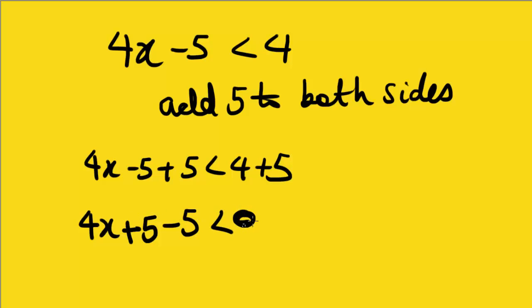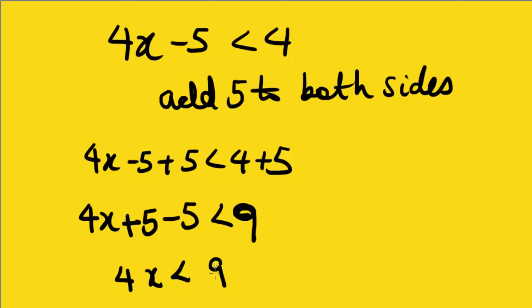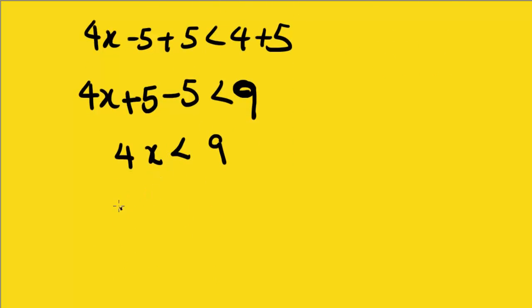Anyway, 4 plus 5 is 9. So plus 5 minus 5 is 0. Think about the sweets. I have 5 and I take 5 away. I have none. And we have 4x less than 9. I divide both sides by 4 to get rid of the 4 here.